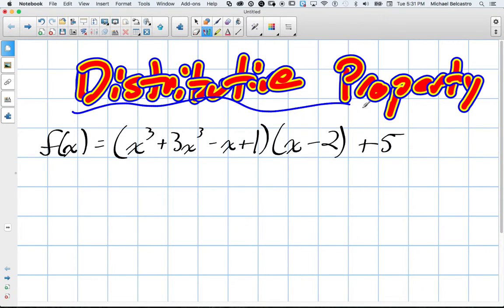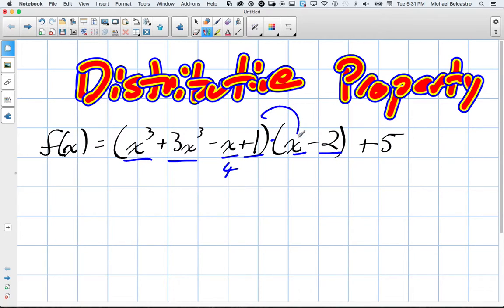Okay, we're going to look at distributive property and what it looks like here. Distributive property is essentially when we're multiplying a value into a set of brackets. We have two sets of brackets multiplied by each other, and the first one looks like it has 1, 2, 3, 4 terms. This one has 2. This would be very complex.